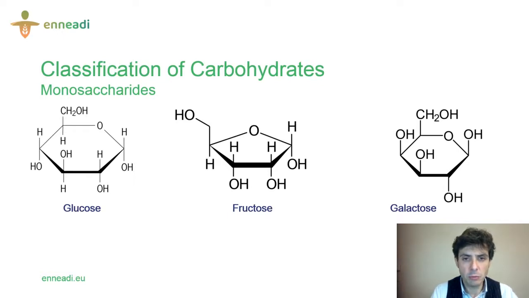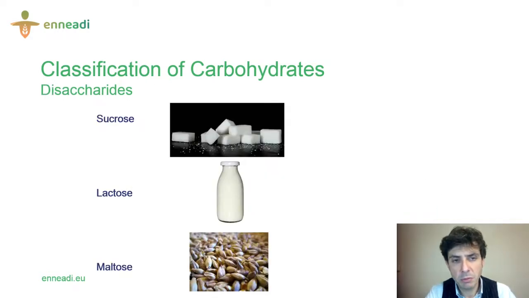Combining together two of these three monosaccharides, we can obtain different molecules called disaccharides. Most important disaccharides are sucrose, which is composed of glucose plus fructose, and it is our common table sugar; lactose, glucose plus galactose; and maltose, which is composed of two molecules of glucose, which is present in fermented cereals like the malt used to produce some beer, for example.